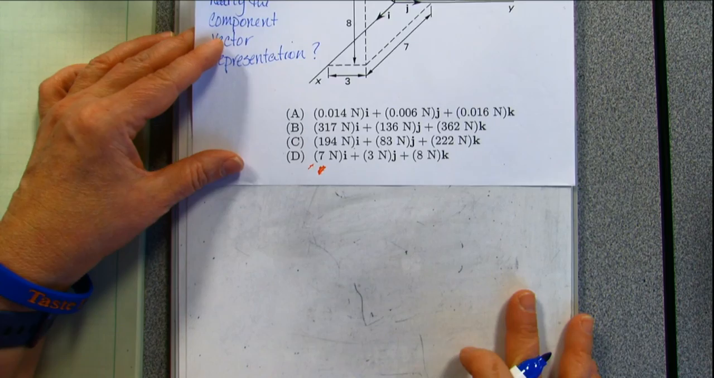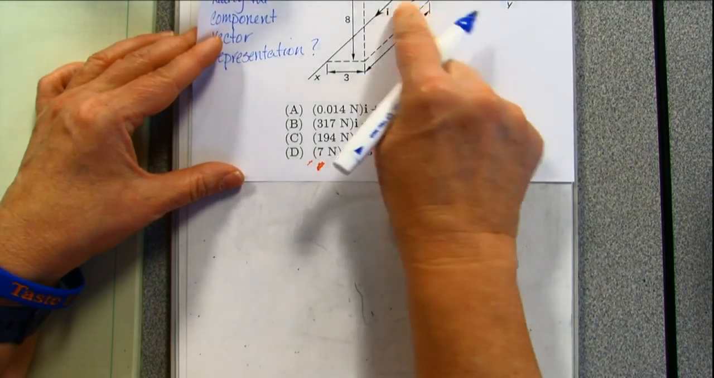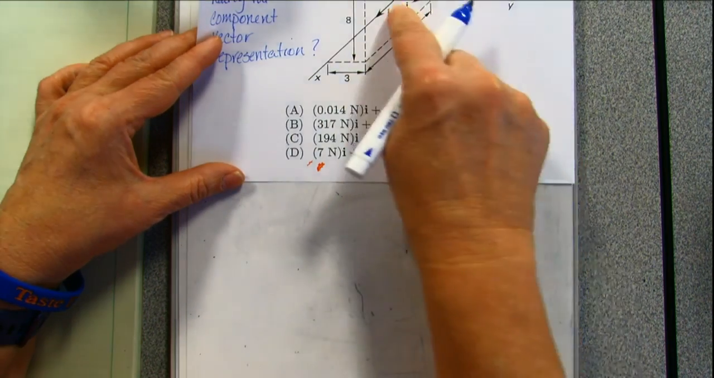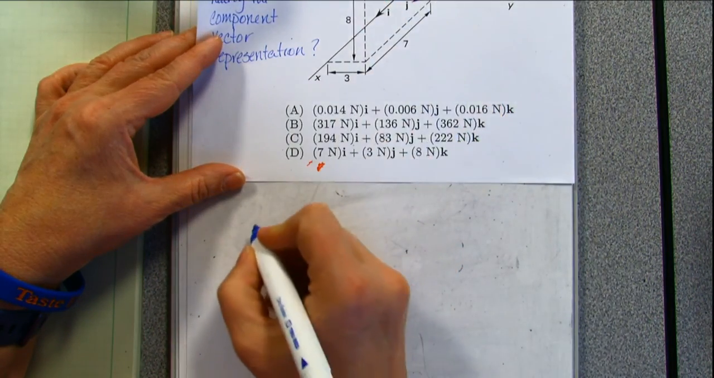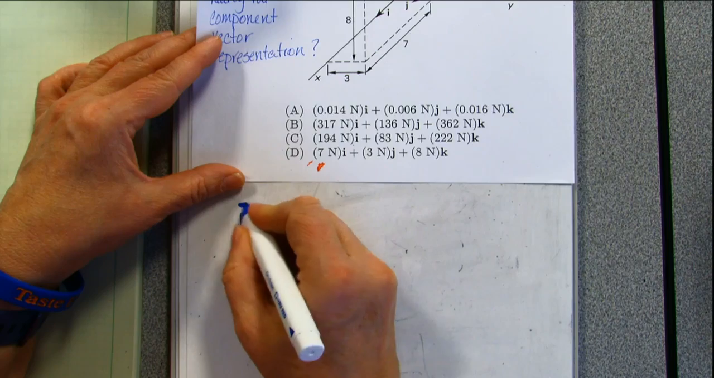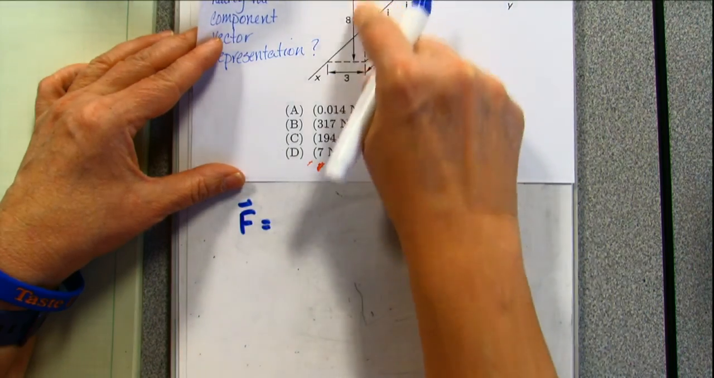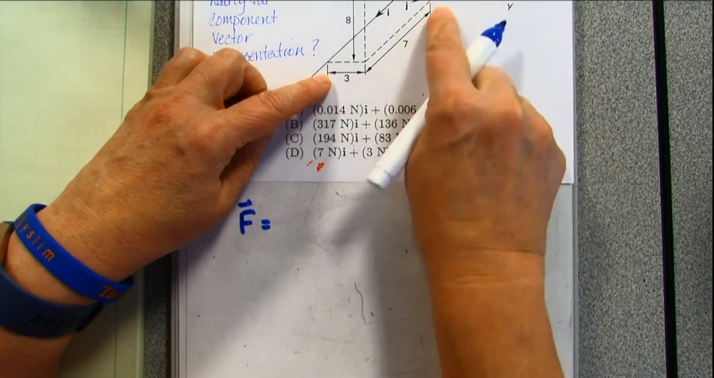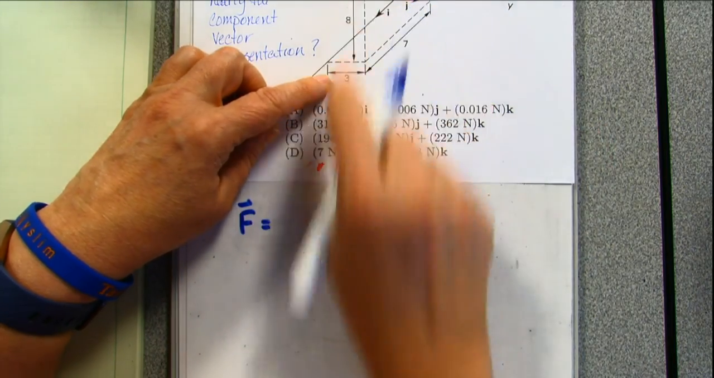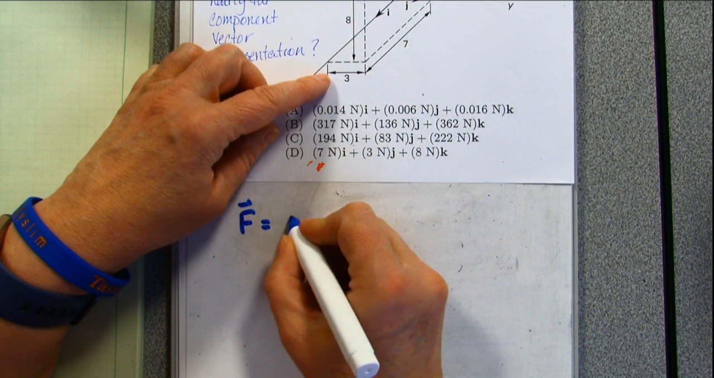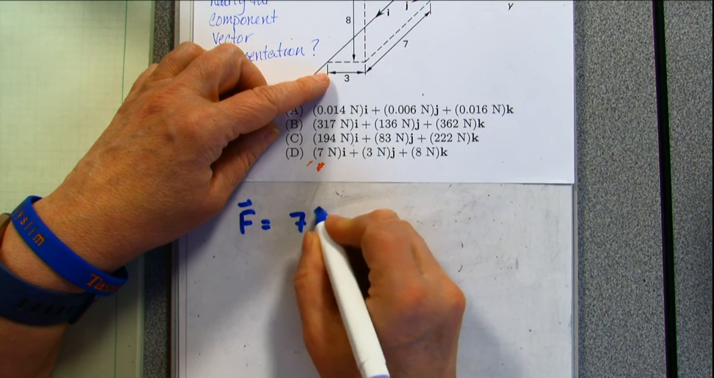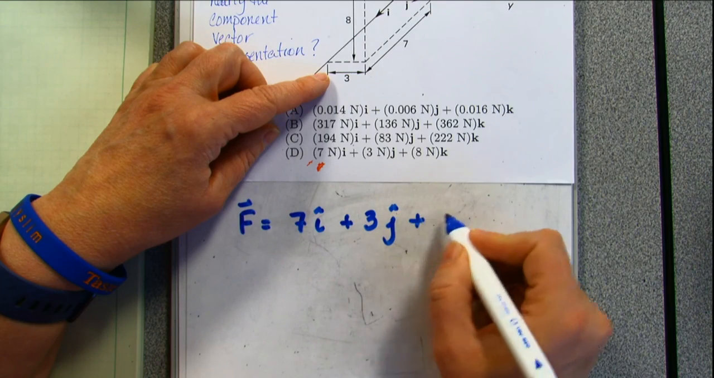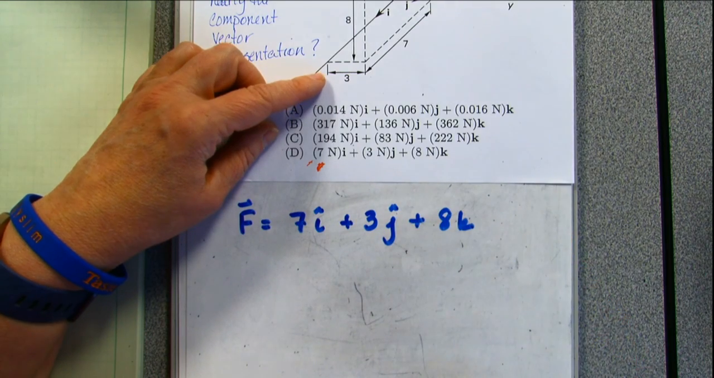So here's what we do. First of all, let's draw the position vector that's given to us. This vector F. Well, that vector F is along the line that is 3 in the y direction, 7 in the x direction, and 8 in the z direction, all positive. So I can write 7i plus 3j plus 8k.